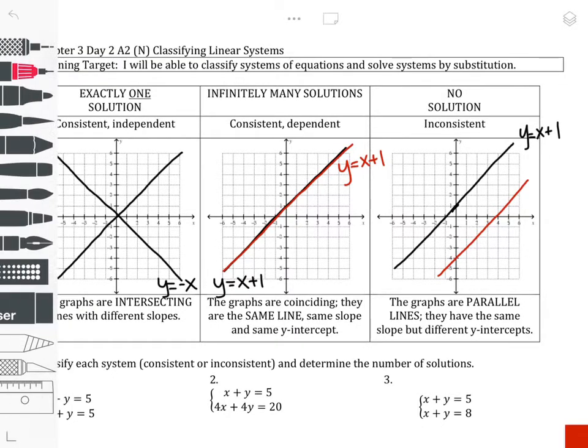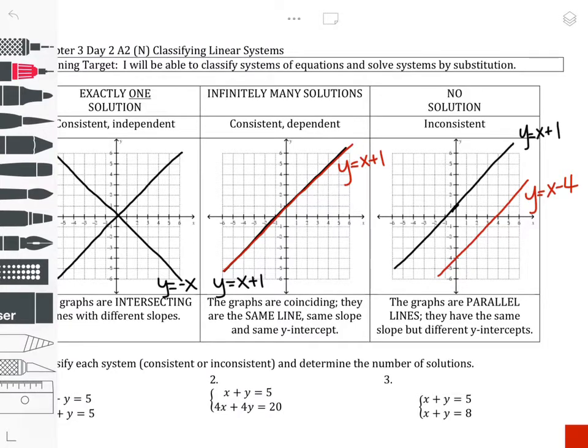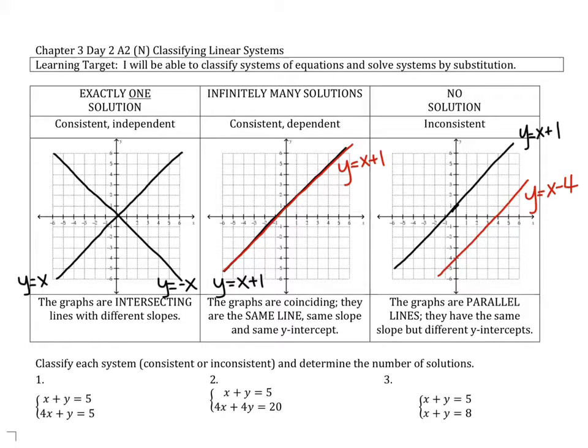These two lines have the same slope, 1, but they have different y-intercepts. The black one has a y-intercept of 1, the red one has a y-intercept of negative 4. So same slope, different y-intercept. These two lines will never intersect each other. The system is considered inconsistent because they have no solution at all. So this is the information about categorizing systems of equations depending on how many solutions they have.